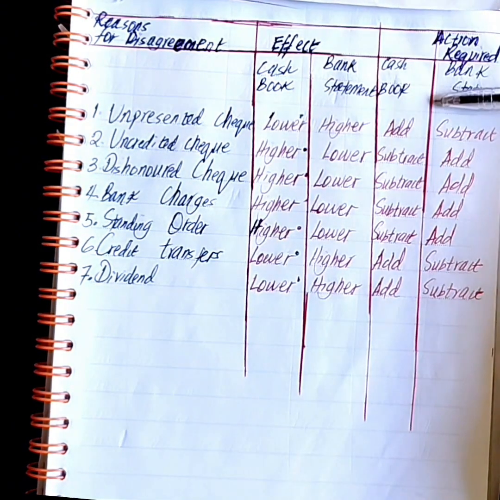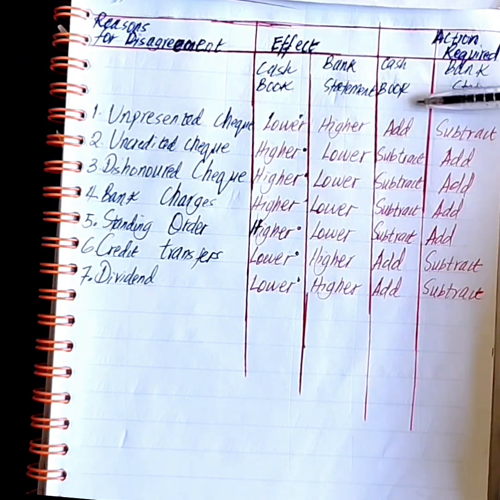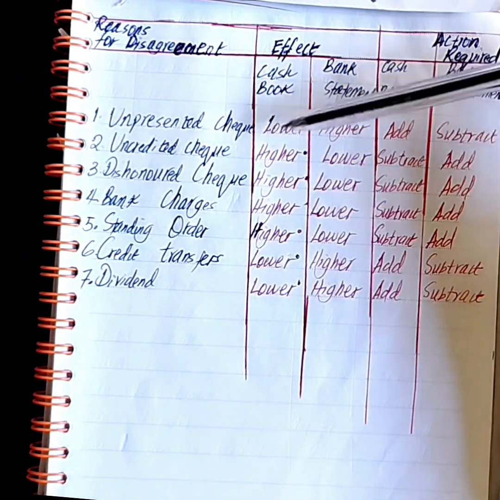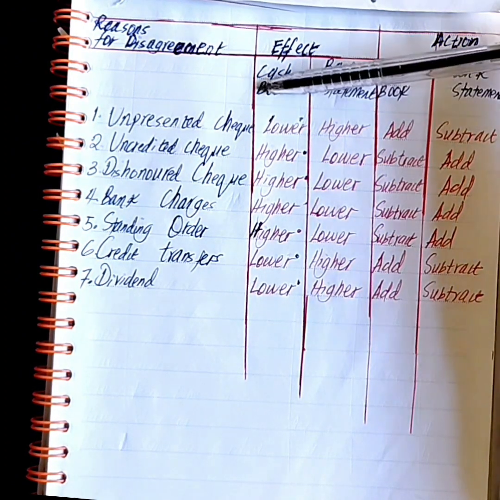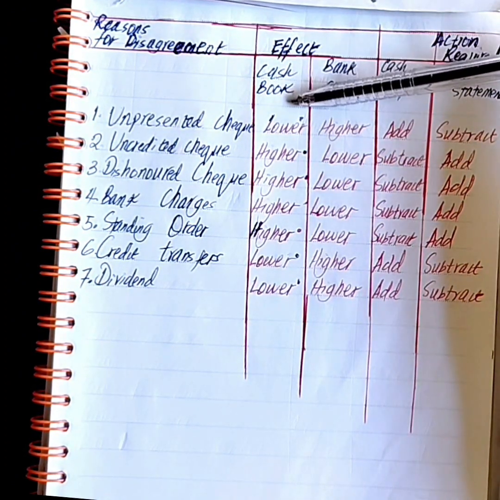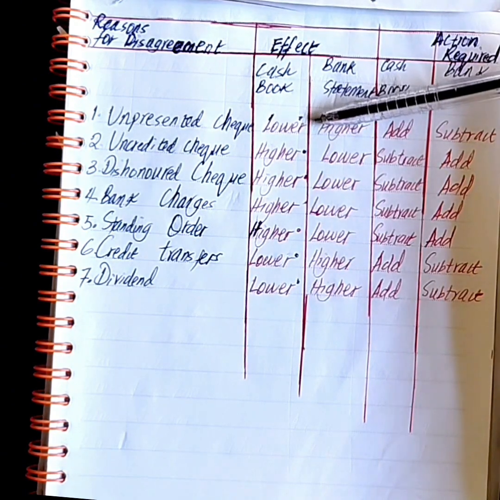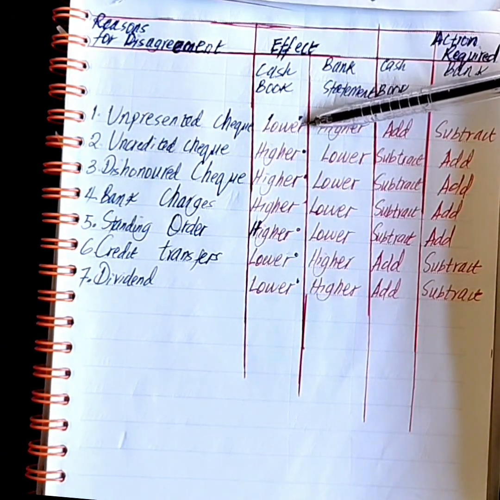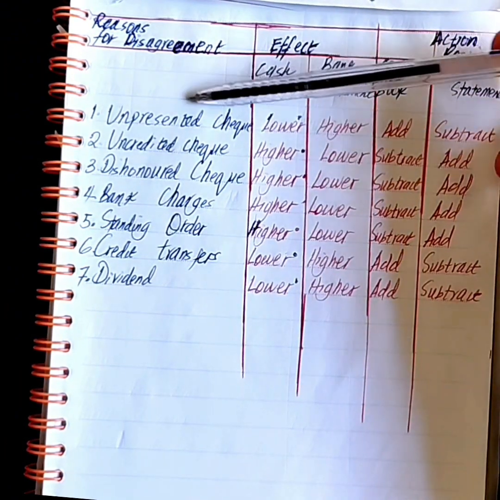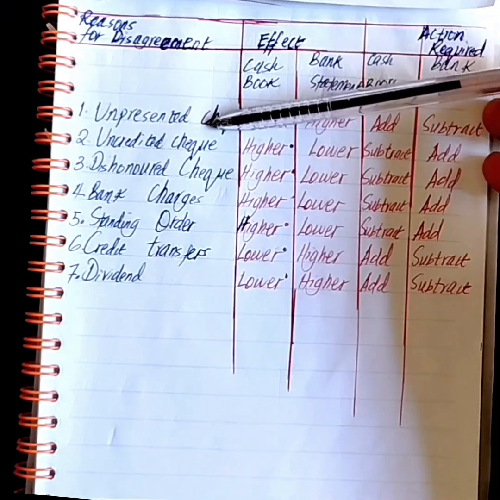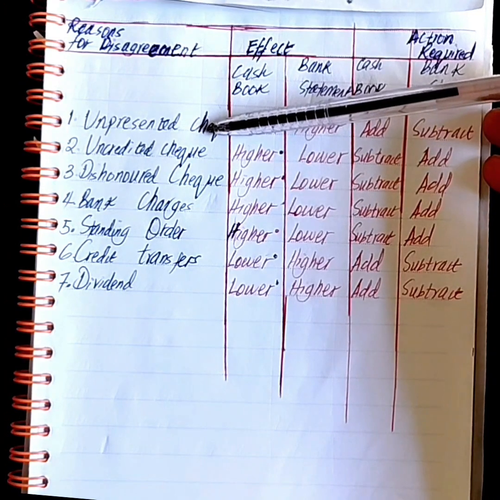Okay, this topic is easy. It only involves addition and subtraction and understanding the logic behind the reasons for the discrepancies. Okay, it is easy. You can learn it, and not just learning it, you can learn it and teach others. So the first item that we're considering is what? Unpresented check. What is unpresented check?